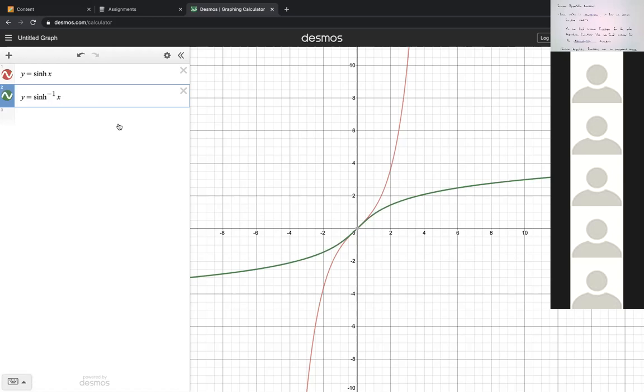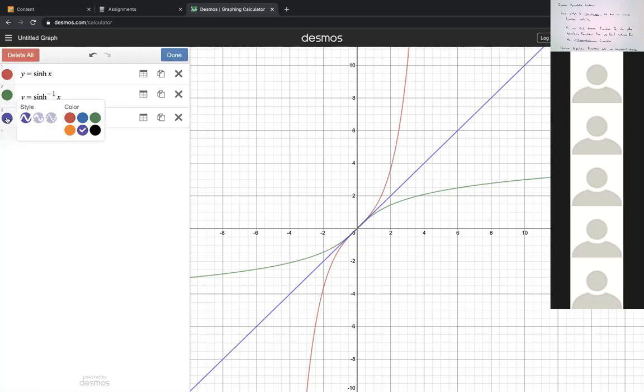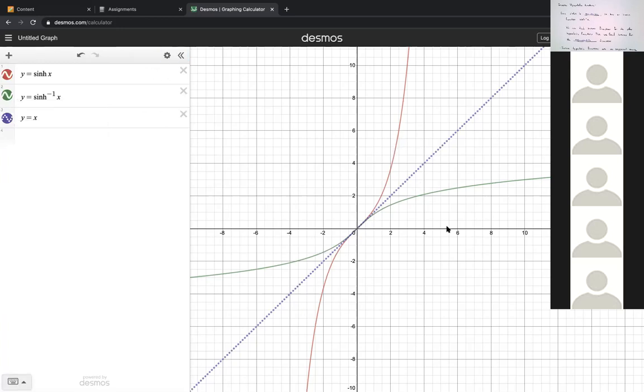graphed in green. And you remember the way that you can get the graph of an inverse function is by looking at the reflection of your original function across the line y equals x. So you interchange the x and the y values to go from the red function to the inverse function in green.